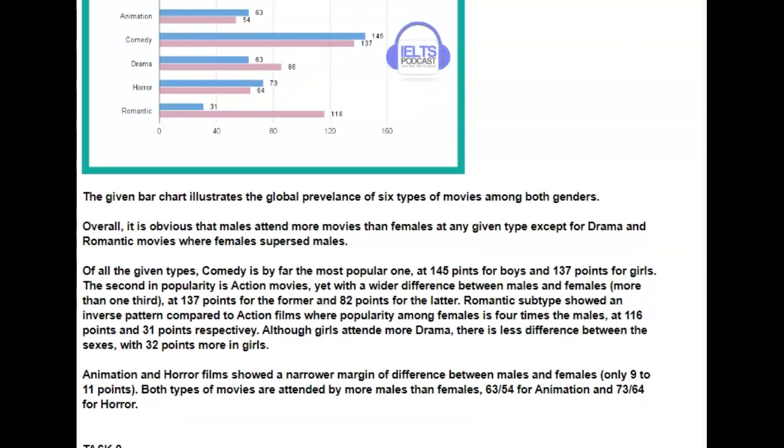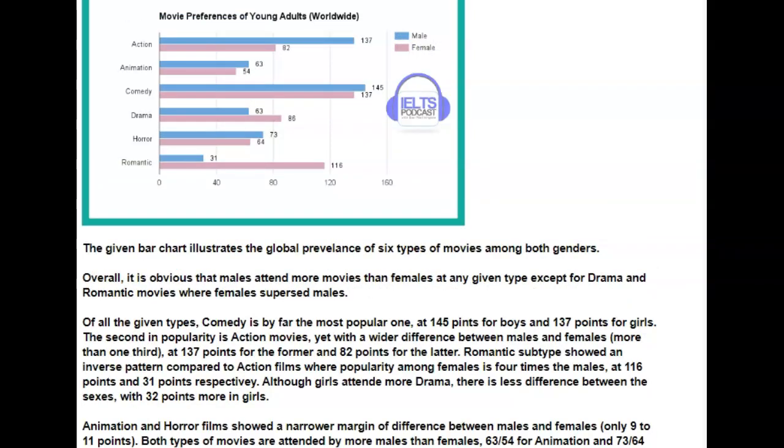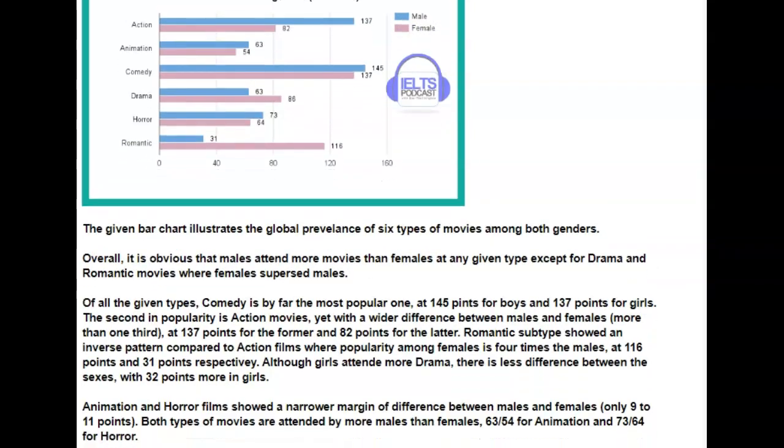The given bar chart illustrates the global prevalence of 6 types of movies among both genders. Overall, it is obvious that males attend more movies than females at any given type, except for drama and romantic movies where females supersede males.